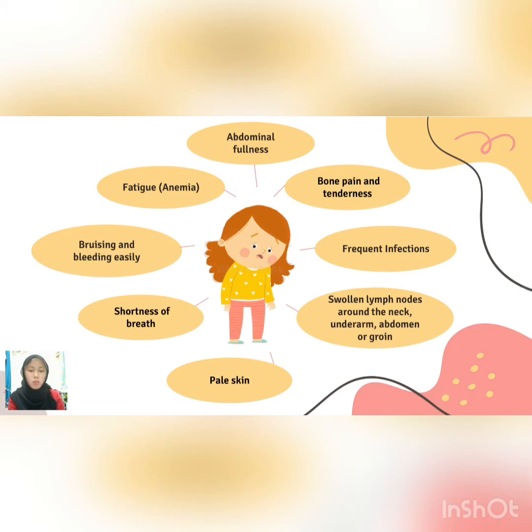The patient of ALL might have nose bleeding or bleeding gums when they clean their teeth. Shortness of breath. This happens because the body does not have enough red blood cells. Pale skin. Swollen lymph nodes around the neck, underarm, abdomen or groin.